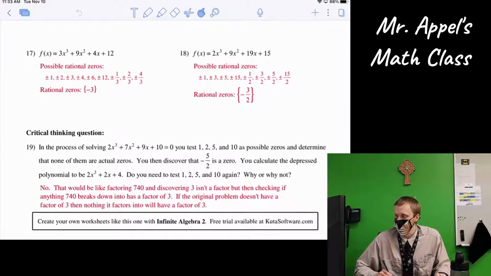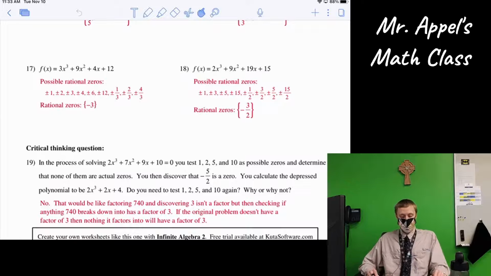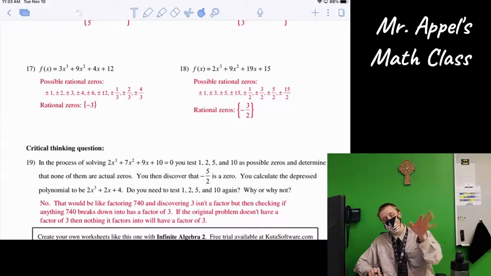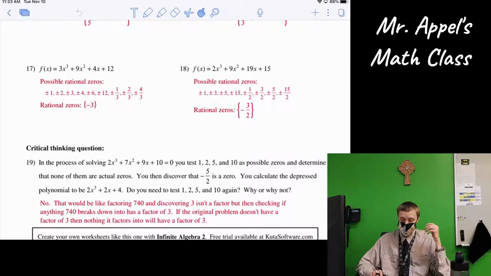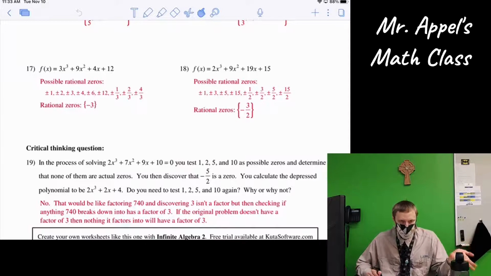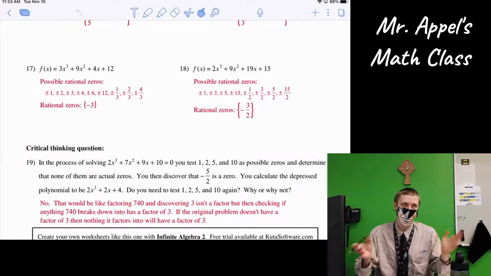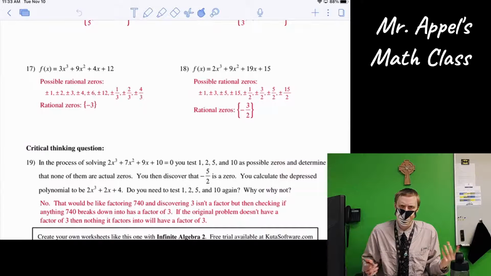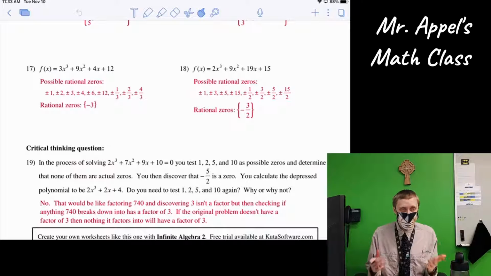And then here is the last one. The critical question: if you checked all these things, they don't work, you divide by one that does, do you have to check them all again? The answer is, of course, no, not at all. If it doesn't factor in the bigger version, it's not going to be a factor of the factor, the smaller number. Nope, that's the beauty of factors.